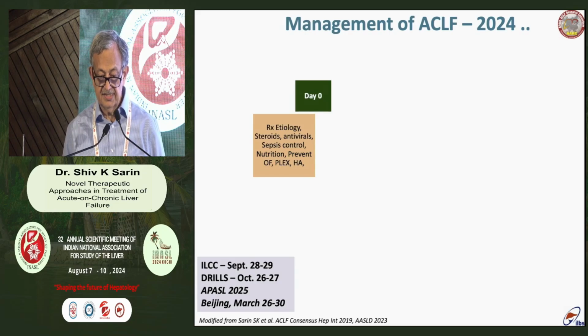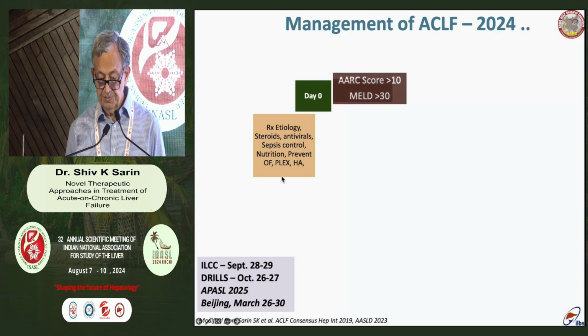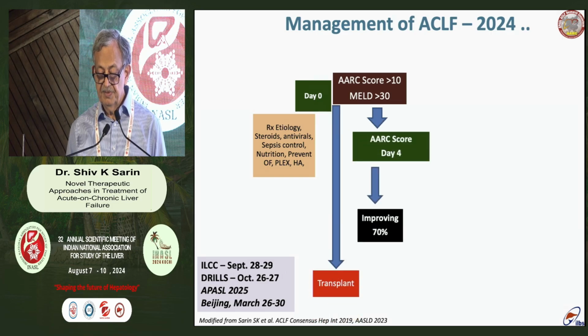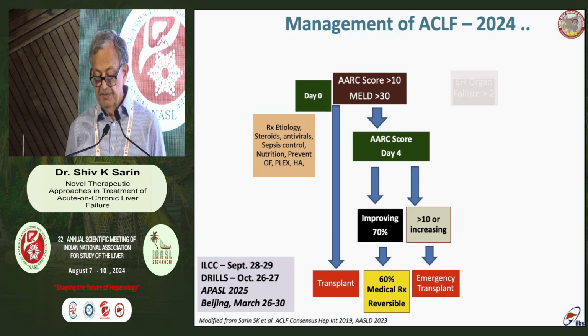This is my last slide to show you. When a patient of ACLF comes, try and find the etiology. If needed, give steroids or antivirals. Prevent sepsis. Give good nutrition. Prevent organ failure. If needed, plasma exchange or hemoadsorption. If the ARC score is above 10 and MELD is above 30, straight to transplant. Wait till day 4. If the patient is improving, you might do with medical therapy, it may be reversible. If it is worsening, emergency transplant.